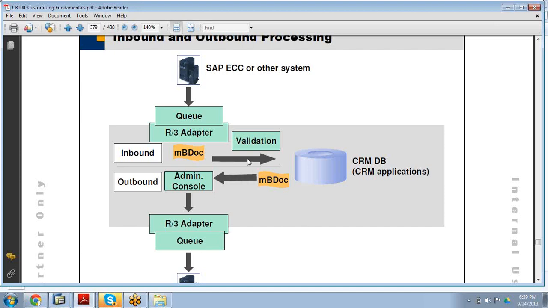Remember, validation is only in case of inbound, and in outbound it is the admin console. In this case there is no administration required. Directly validation, and it reaches the proper CRM tables. I'll send you the CRM tables list after this session.